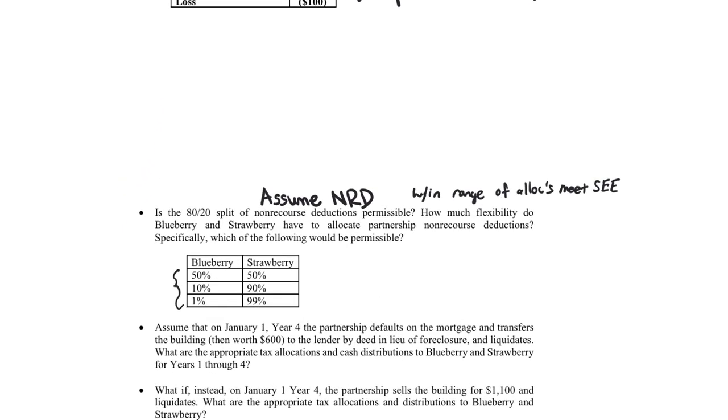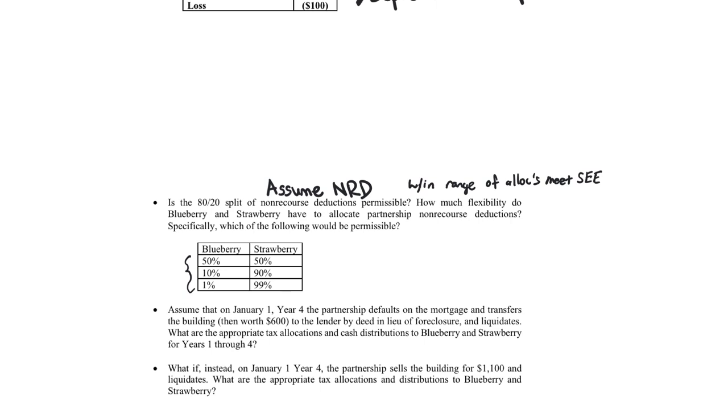So what does that do? It sets up a range. So we've got Blueberry, I'll just denote B, and Strawberry. So when we are in a good year, Blueberry is allocated 50.